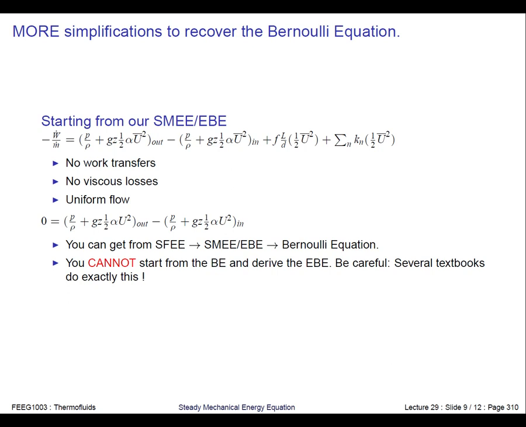So you can go from the steady flow energy equation to the mechanical energy equation to the Bernoulli equation, but you can't start from this and then start adding viscosity in these terms. You can't just add viscosity, really. It doesn't really go that way around. Some textbooks do this, but personally I don't think it's correct.